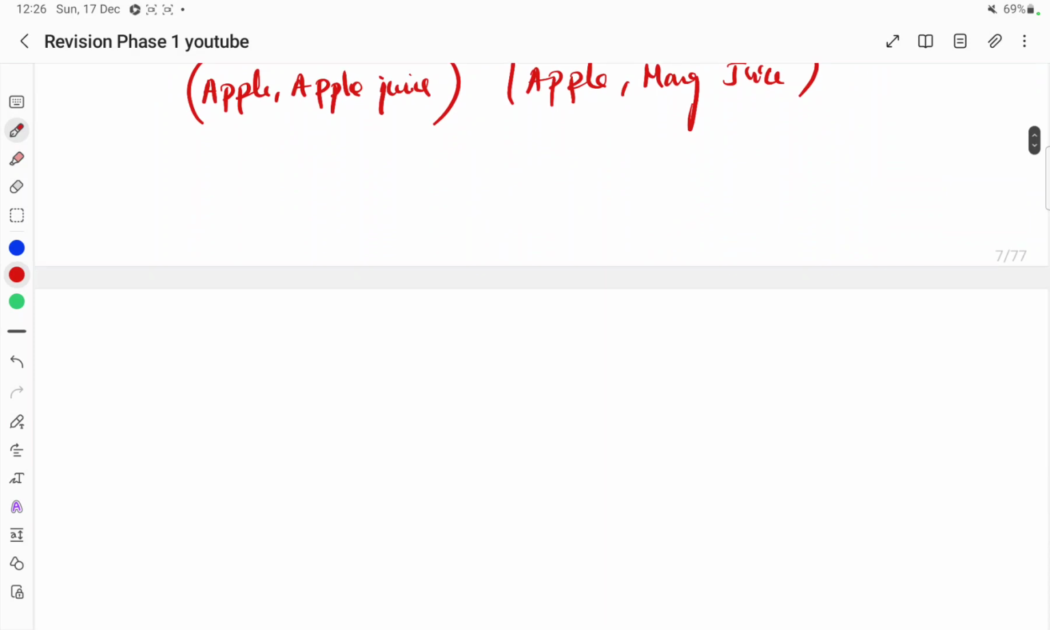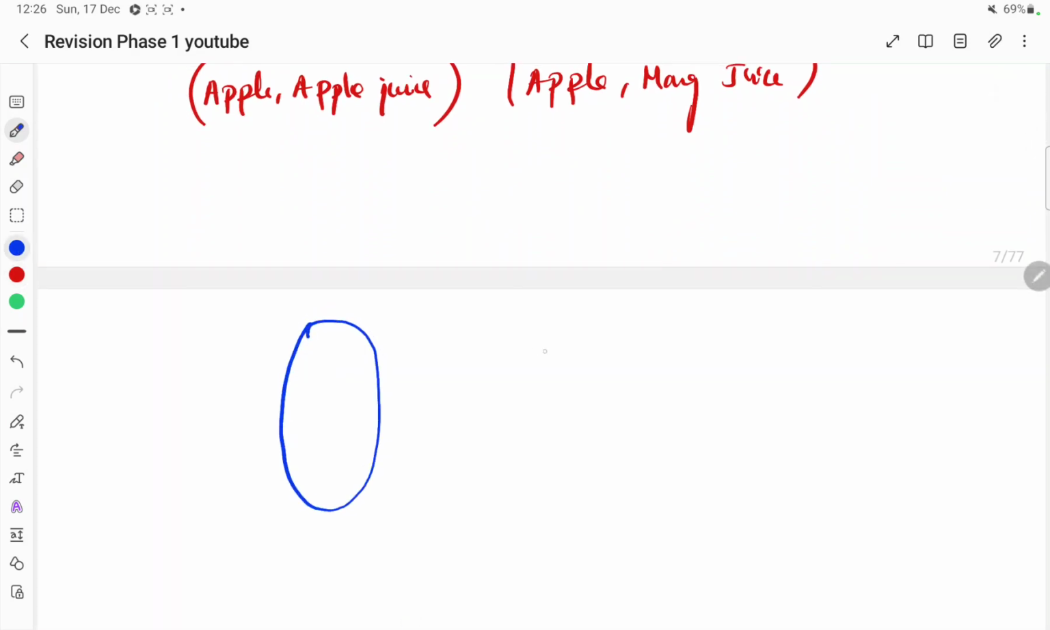The next thing here is that two different inputs can have the same output. The example I can give here is, suppose I switch on my mobile data, the output is we can use internet.